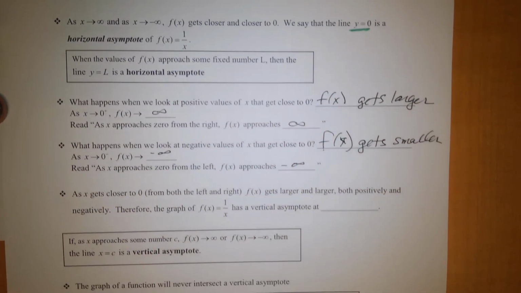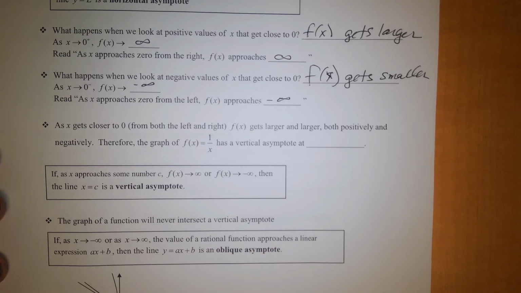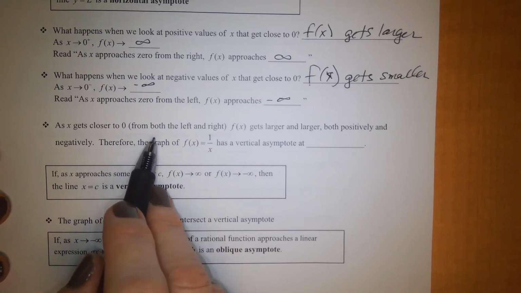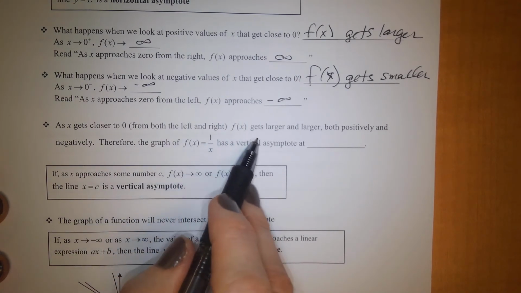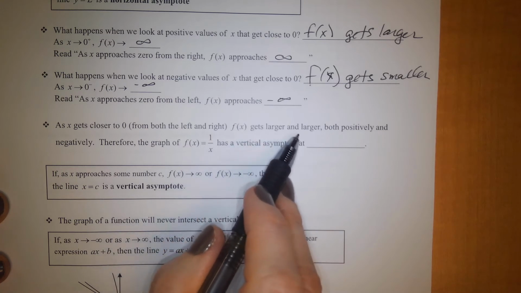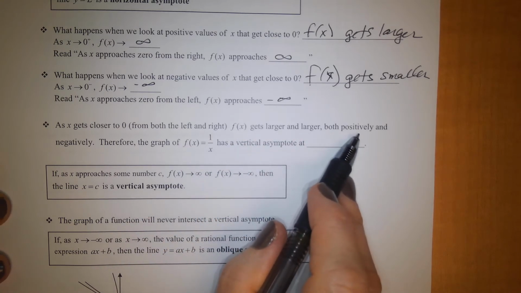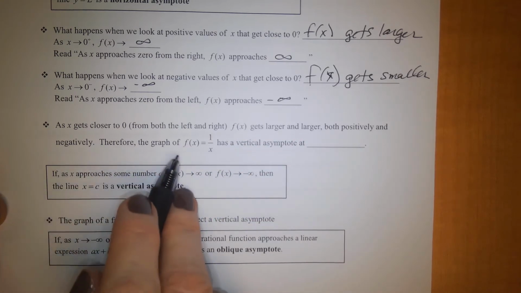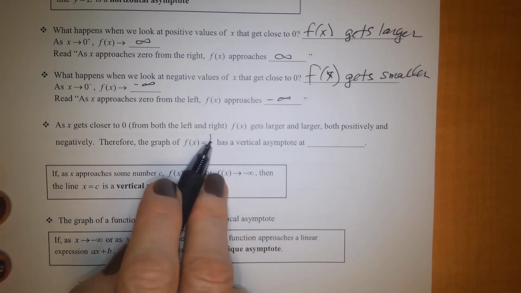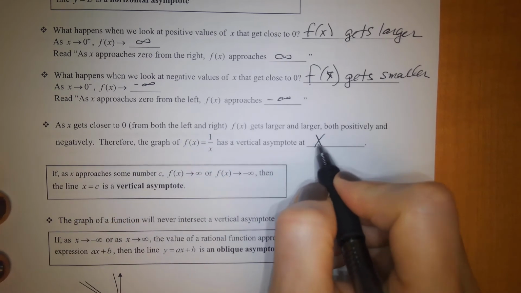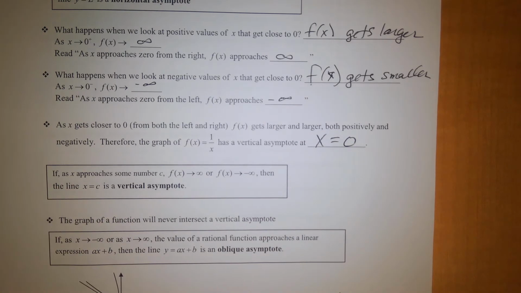So to put all of this together, as x gets closer to 0, from both the left and the right side, the function f gets larger and larger and larger, either positively or negatively. Therefore, the graph of this reciprocal function has what's called a vertical asymptote at x equals 0.